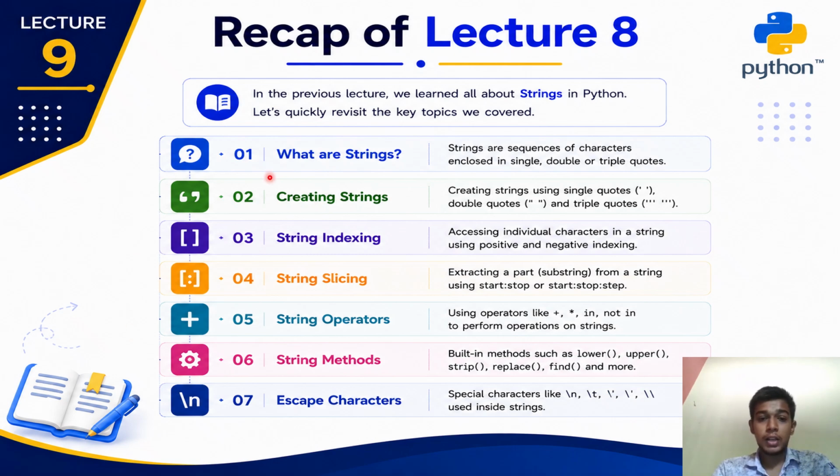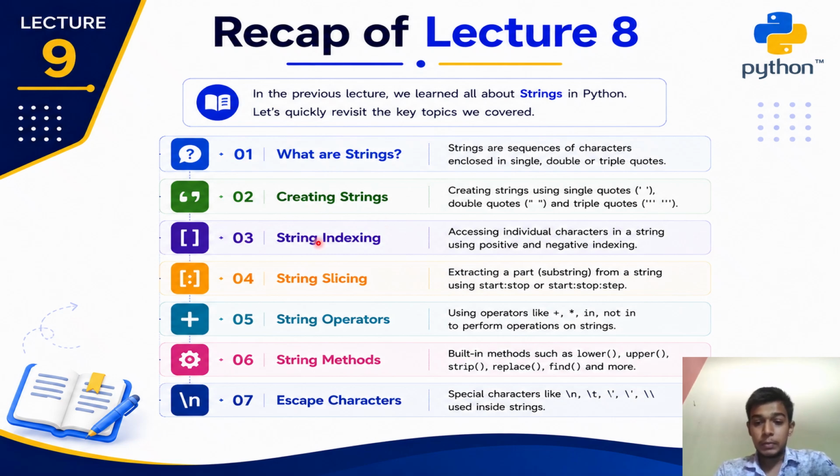First, we learned what strings are. A string is a sequence of characters enclosed inside single quotes, double quotes, or triple quotes. Strings are mainly used to store text data such as names, messages, addresses, and emails. The second one is how we can create a string. We saw that Python allows us to create strings using single, double, or triple quotes. Triple quotes are especially useful for writing multi-line text.